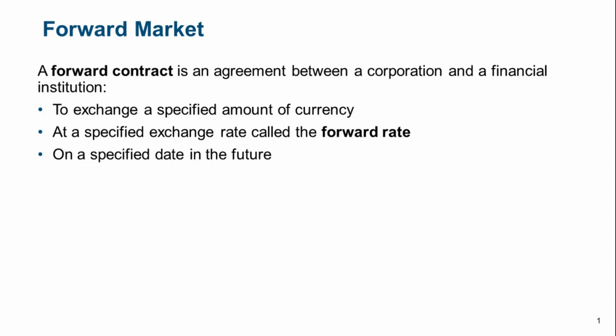The forward market is where forward contracts are traded. A forward contract is a private agreement between a corporation and a financial institution to exchange a specific amount of one currency for another at a set exchange rate. This rate is known as the forward rate, and it will occur on a future date. This is similar to making a deal today to lock in tomorrow's price, which can provide certainty and protect against unwanted exchange rate swings.